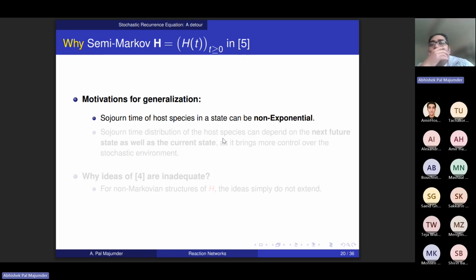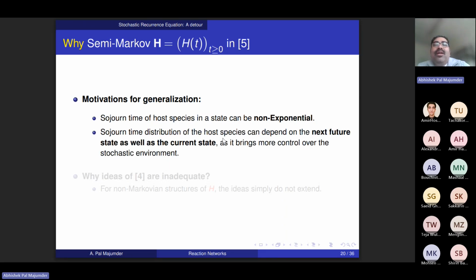The way we expressed these stochastic reaction networks, all the sojourn times are exponential. But in a general manner, in arbitrary reaction mechanisms, we should expect the sojourn times to be non-exponentially distributed. So that is one of the limitations. And then also, our model, being based on a continuous time Markov chain, does not account for the possibility that the sojourn time distribution of the host species can depend on the next future state as well as the current state. So that goes against the Markovian property.